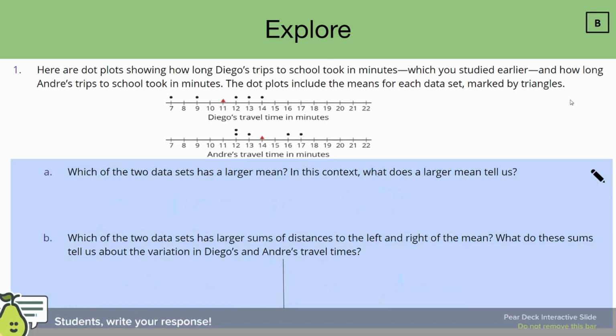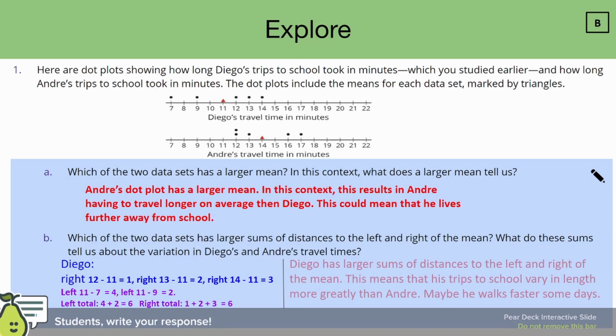All right, welcome back. So if you said that Diego has larger sums of distances to the left and right of the mean, that is correct. And this basically means that his trips to school vary in length more greatly than Andre's. Maybe he walks faster some days.